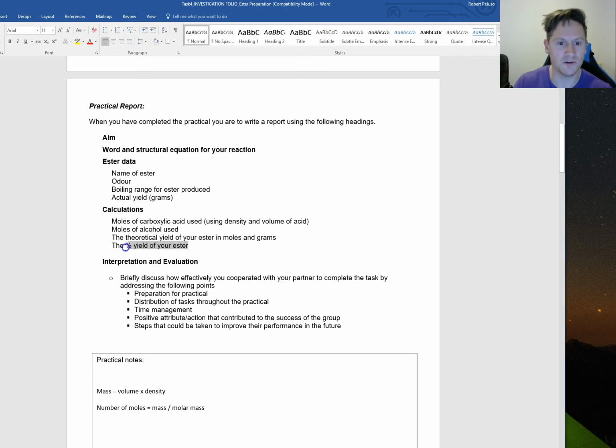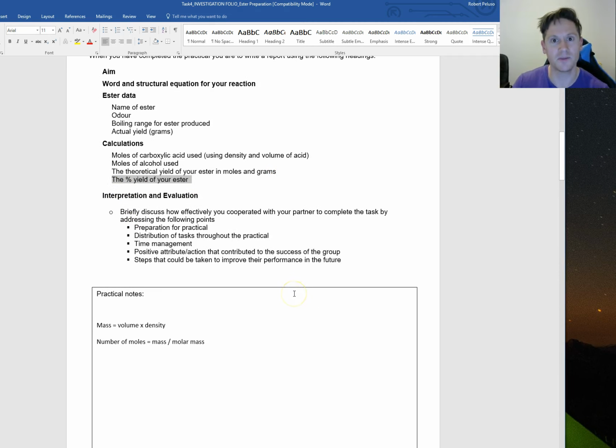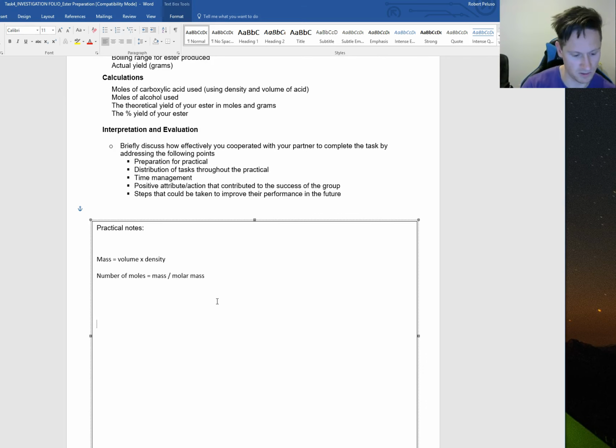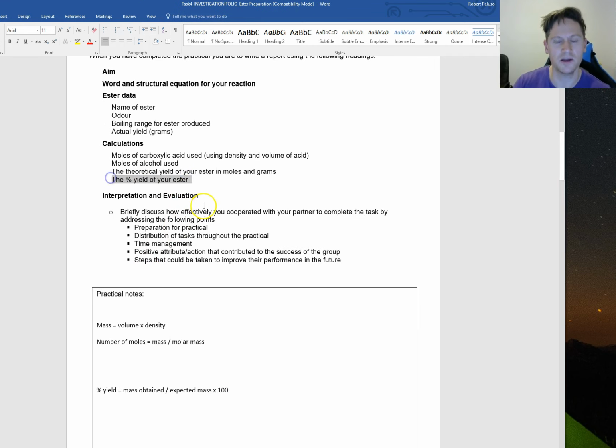The percentage yield of ester, essentially the mass that you're expected to obtain, divide that by the expected. Okay, so percentage yield is the mass obtained in your experiment, divided by expected mass times 100. Okay, so basically that's what you're going to end up with in regards to a percentage yield. Now, something I'll tell you guys is the percentage yield is not supposed to be 100%.